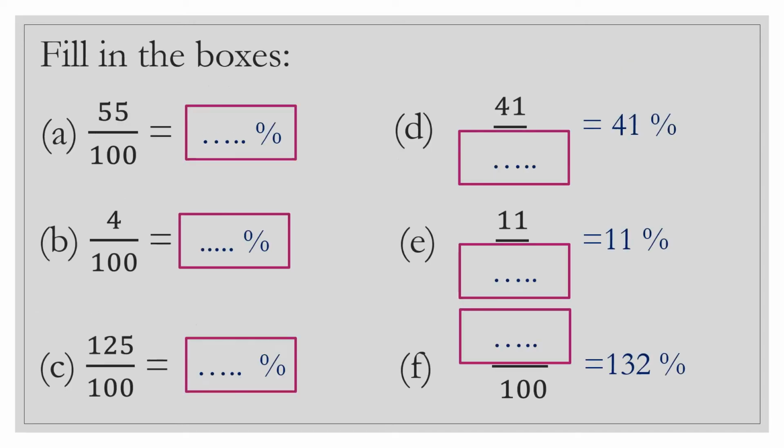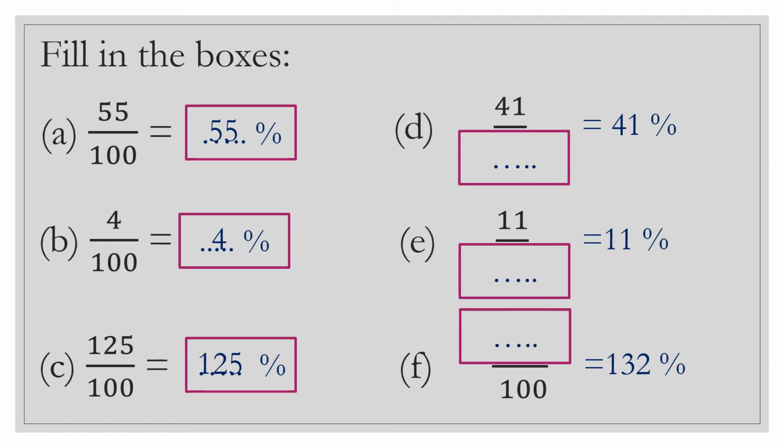Fill in the boxes. Question number A. 55 upon 100 is equal to dash percent and the answer is 55. So write down 55%. Question number B. 4 upon 100 is equal to dash percent and the answer is yes 4. So write down 4%. Question number C. 125 upon 100 is equal to dash percent and the answer is 125. So write down 125%.